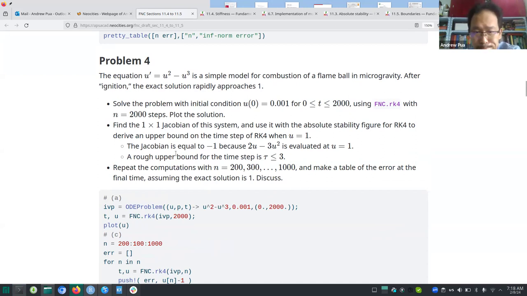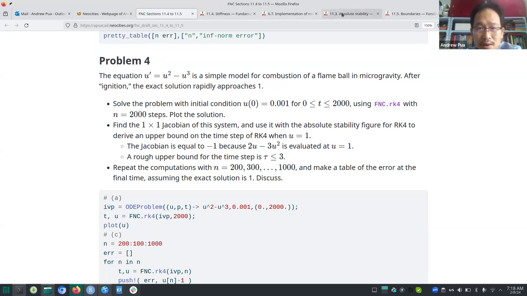And the book asks you to find the one by one Jacobian of the system, and you can find that it's equal to, actually the absolute value of minus one, sorry. So it should be equal to one. And use it with the stability figure for RK4.